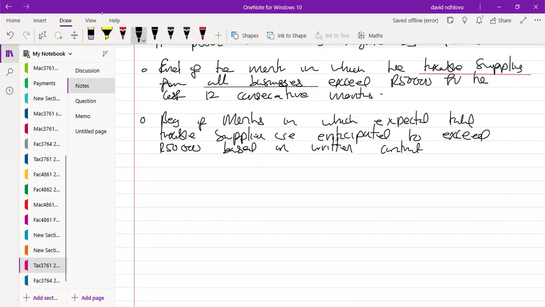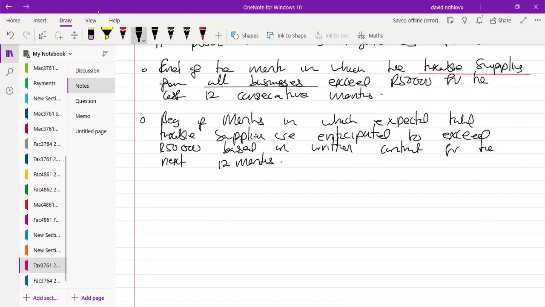Let me read that. Beginning of the month in which expected total taxable supplies are anticipated to exceed 50,000 based on written contracts for the next 12 months. So it must be 12 months unbroken, consecutive months. When we add your next expected 12 months, we're anticipating that you will reach and exceed 50,000. It must be 50,000 plus one going forward. Then you are expected to register.